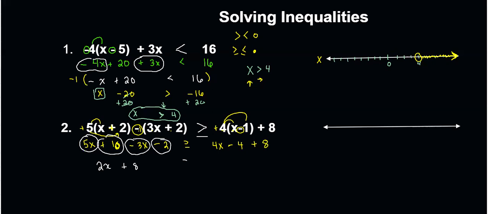Less than or equal to. Then on this side, I've got a 4x. And then I've got a negative 4 and a positive 8, which gives me positive 4.